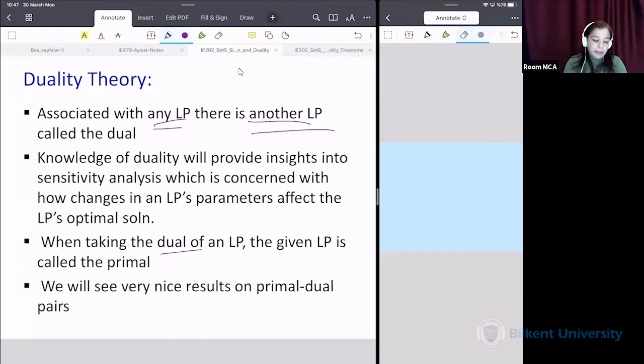These are, again, some definitions. Given an LP, that LP has another LP, which is called the dual. Then the original LP is called the primal. So I have a primal and a dual, and we have primal-dual pairs because they're associated with each other.